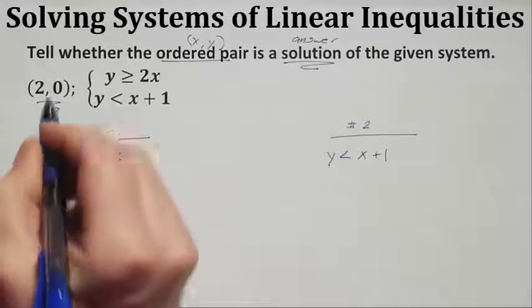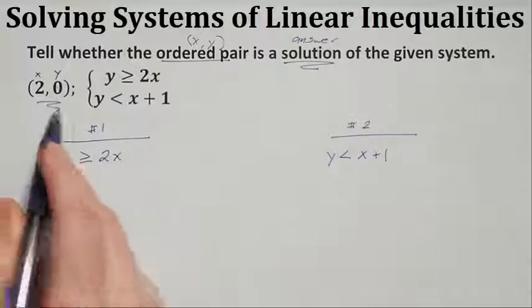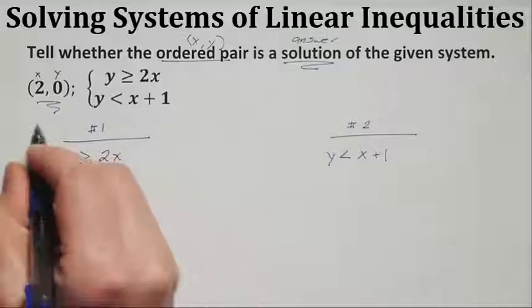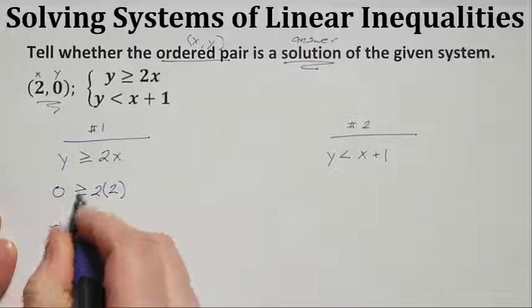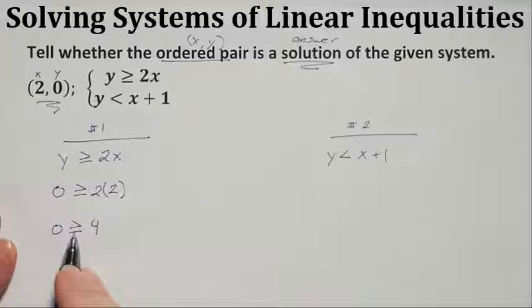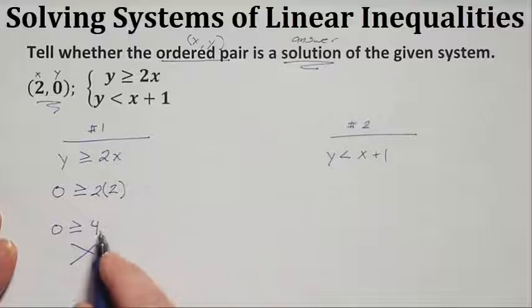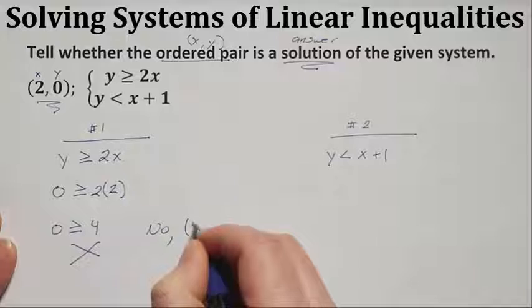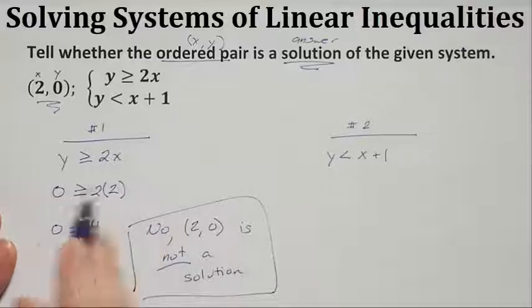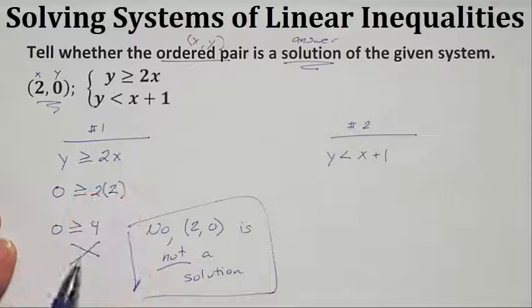So in equation number 1, this is an xy coordinate point. My y was 0, so there's 0, is greater than or equal to 2 times my x, which was a 2. The left side is already a 0, greater than or equal to. 2 times 2 is 4. Is 0 bigger or equal to 4? No, 0 is not bigger than 4, and 0 is not equal to 4. This is not true. So since this one is not true, we automatically know that no, this point is not a solution. Remember, it had to work for both equations. If it automatically does not work for the first equation, it can't work for the system at all.